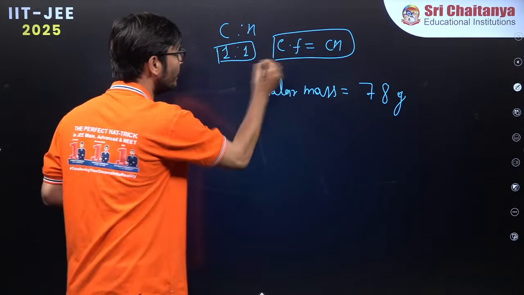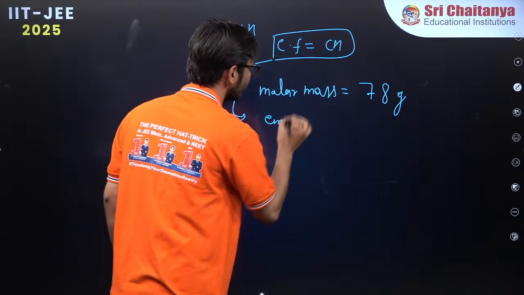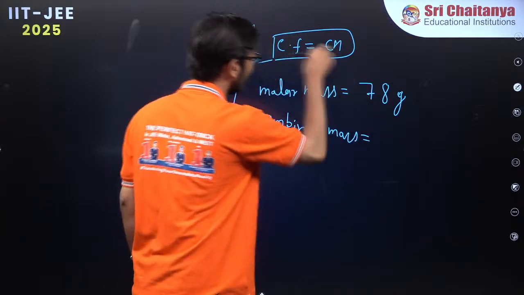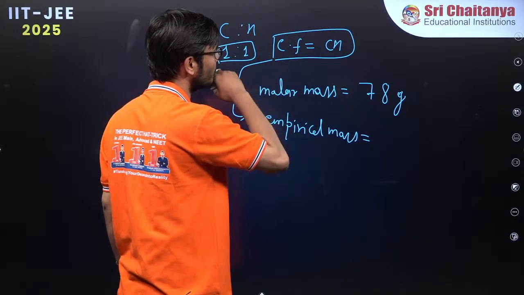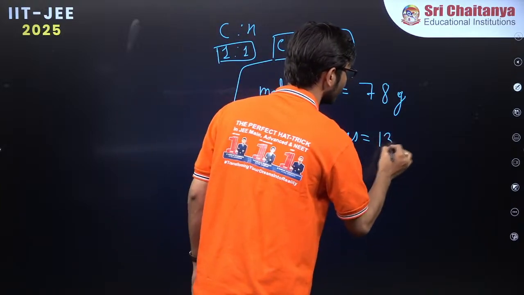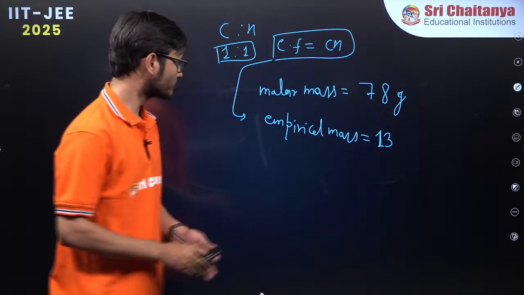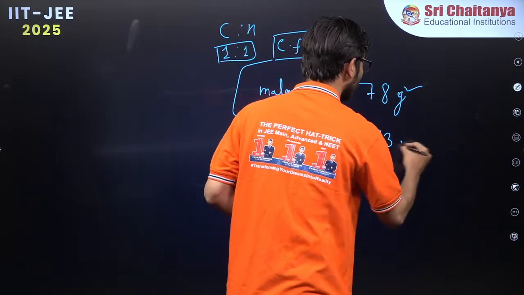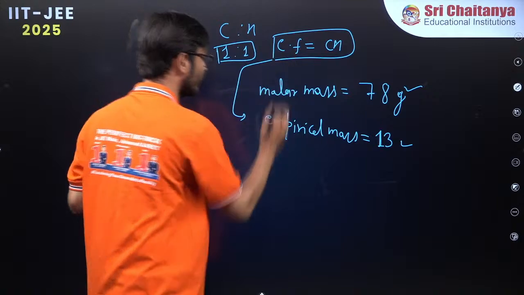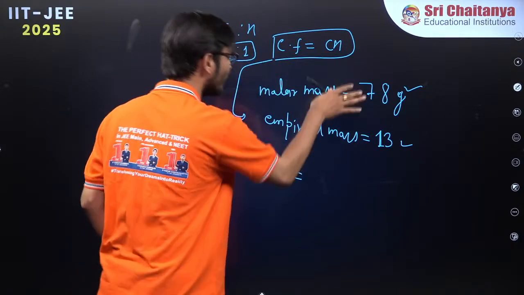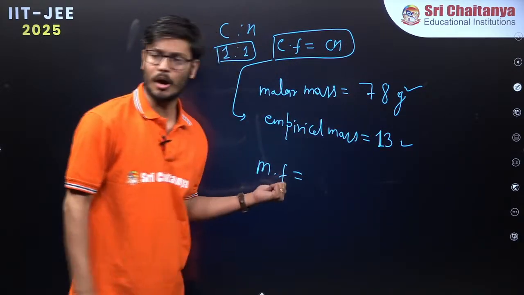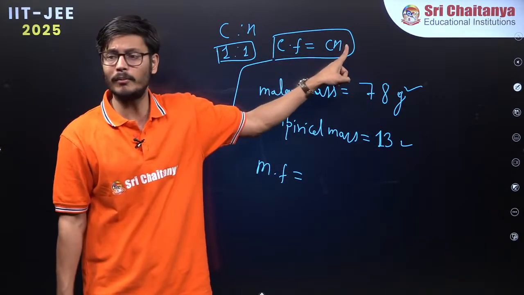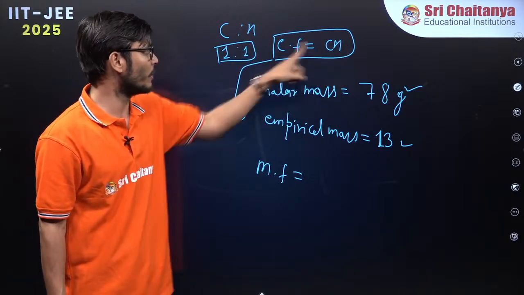Now, with the help of the empirical formula, I can find the empirical mass. So what is the empirical mass? It comes out to be carbon and hydrogen, 12 plus 1, 13. Yes or no? Now, we have a molar mass and we have an empirical mass. With the help of molar mass and empirical mass, can you give me the molecular formula? The empirical formula is CH, the mole ratio was 1:1.